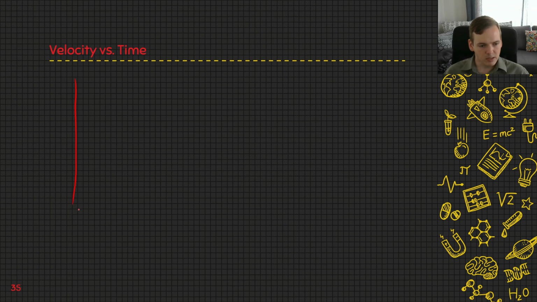Let's look at a velocity versus time graph. Similarly, if I have a velocity here, we can also calculate the slope of this graph, and that will be delta v over delta t, which, similar to before, will tell us the average acceleration.